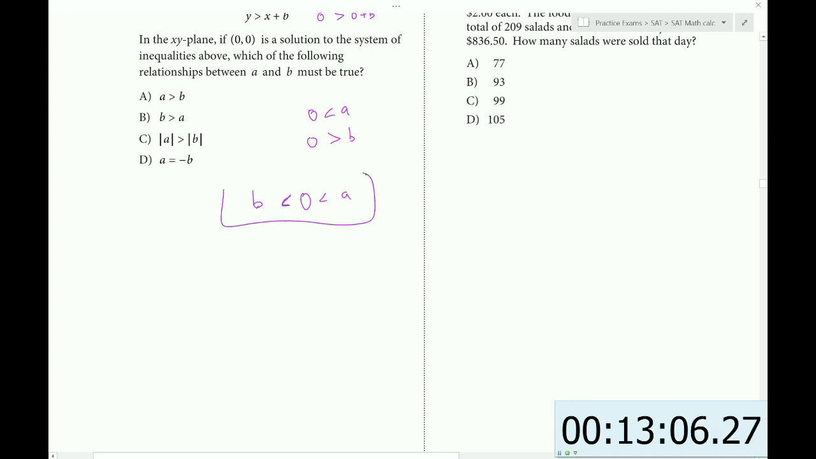Okay, so if in fact we can ascertain from that B would be less than A via the transitive property. And so therefore if we flip that, we'd get A is greater than B, and that's choice A.